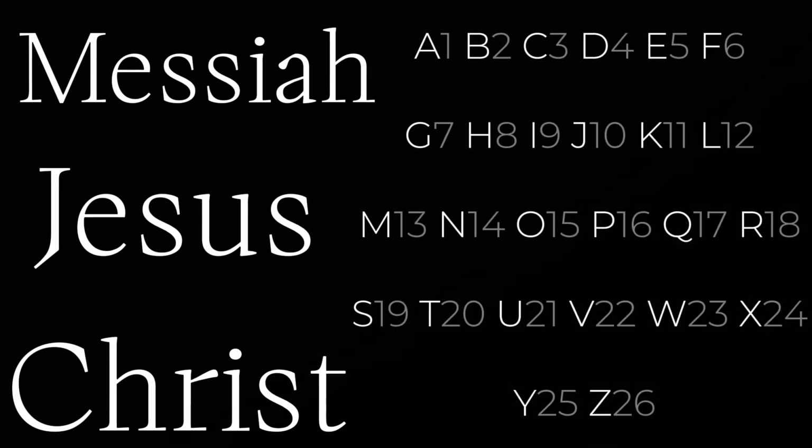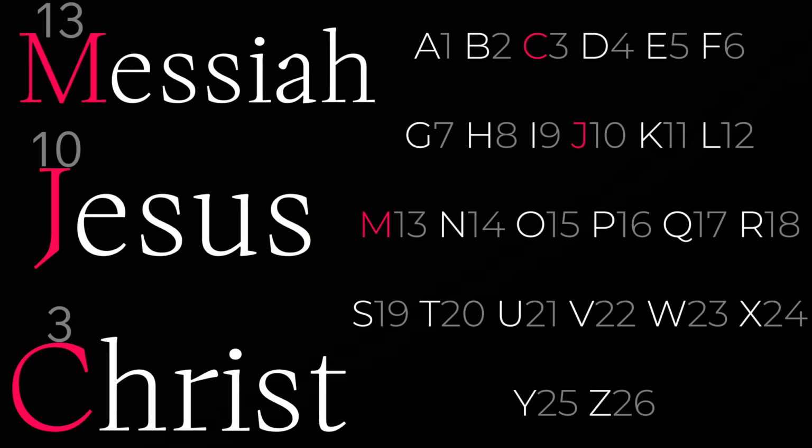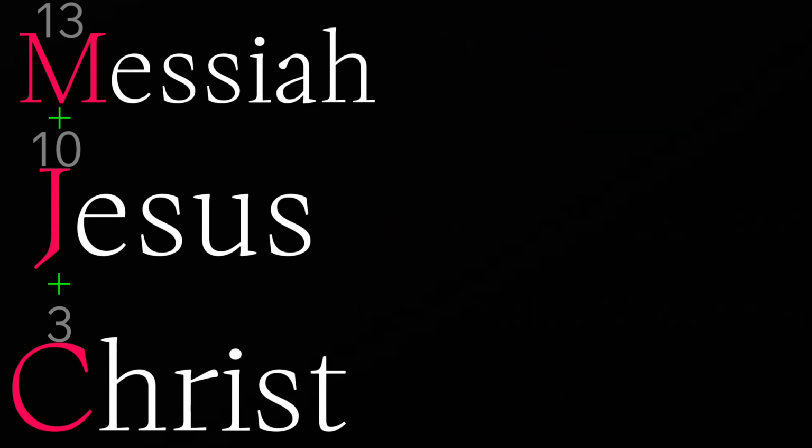Let us begin. First, we're going to apply the correct number to the corresponding letter in the first letter in each name. So C would be 3, J 10, and M would be 13. Next, let us add these three numbers together. The total is 26. We'll place it here.